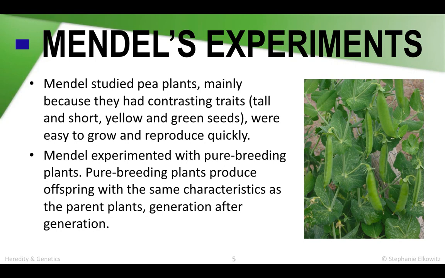He experimented with some pure breeding plants. The purebred plants produced offspring with the same characteristics as the parent plant every time, generation after generation. If you have a green pea plant and a green pea plant, they're going to have a green pea plant. And if you take those green pea plants and they're purebred, as long as they're purebred, it's going to always give you the same thing time after time after time. He was more interested in what if they are not purebred.